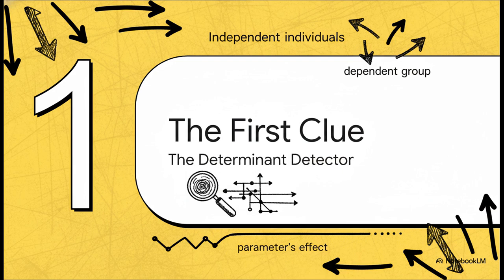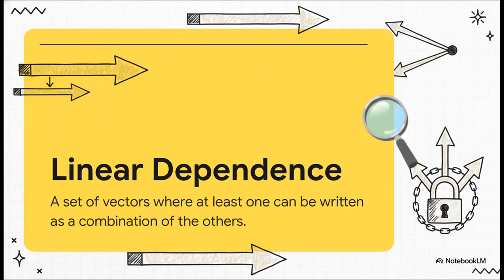Okay, so first things first in any investigation, we need to find out when things get interesting. In our case, that means finding the exact moment these vectors stop being independent and start depending on each other. And for that, we've got the perfect tool for the job, the determinant. The core idea here is that when vectors become linearly dependent, one of them is basically redundant. It's not free to do its own thing anymore. It's locked into a very specific relationship with the others. And it's that restriction, that lack of freedom, that is the big clue we're chasing.